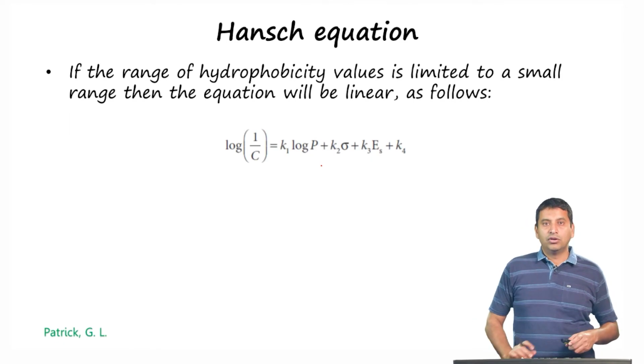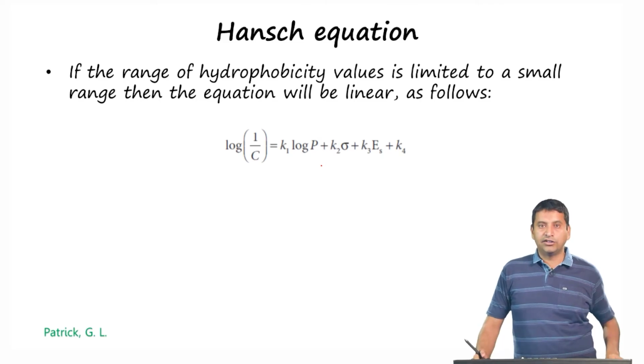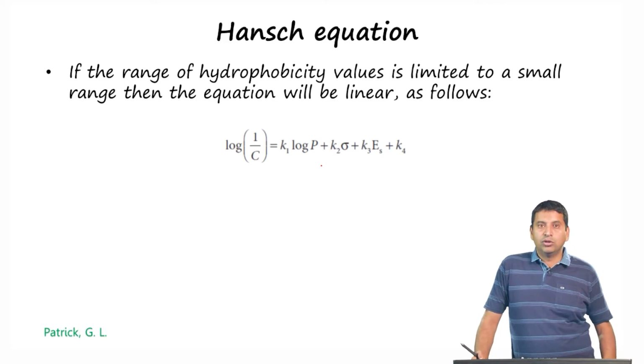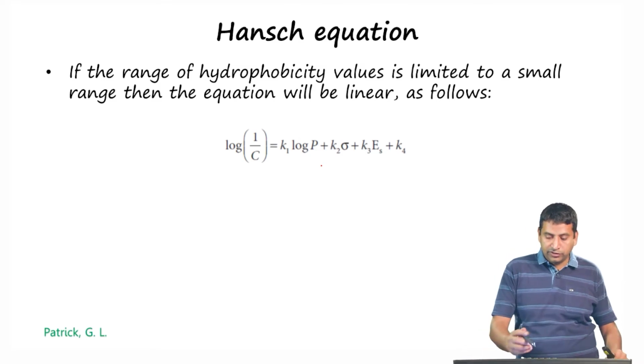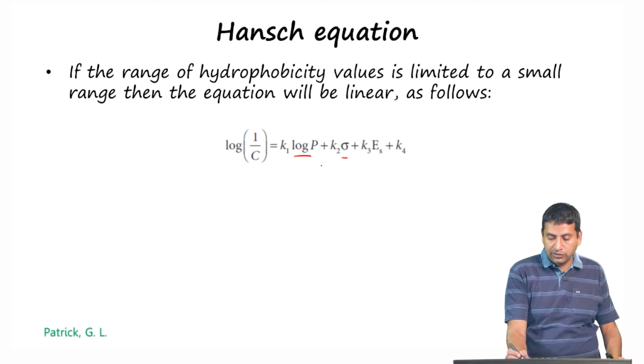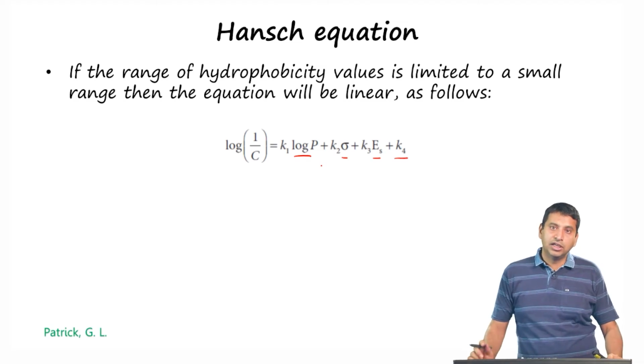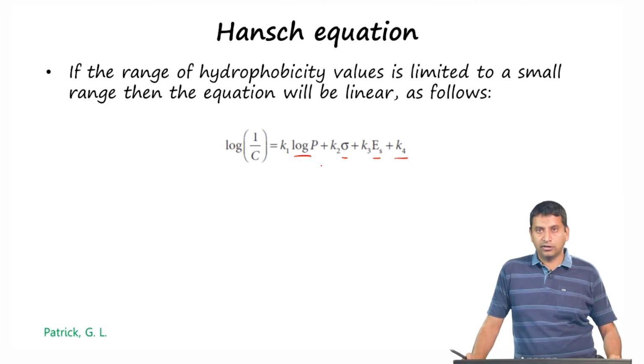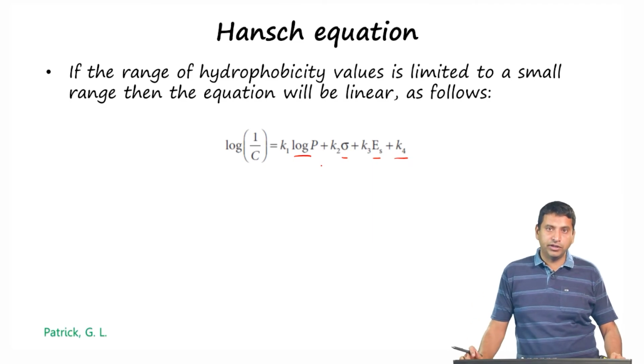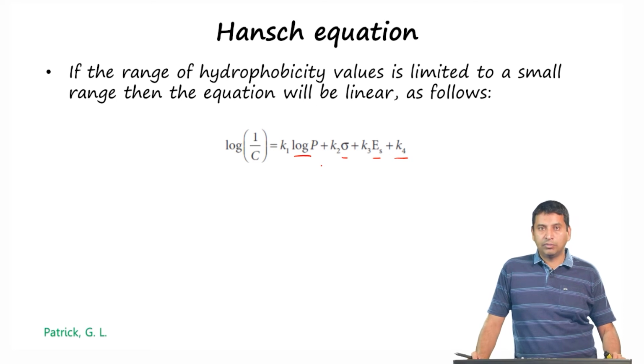Okay. So, here is an example of the Hansch equation. What you would do is you would take the log of 1 by concentration, and then we have various log P's, sigmas, Taft steric parameter and perhaps another constant. Okay. So, what you do is you fit this. You use fitting curves, which can be done computationally, and you fit the log of 1 by C.